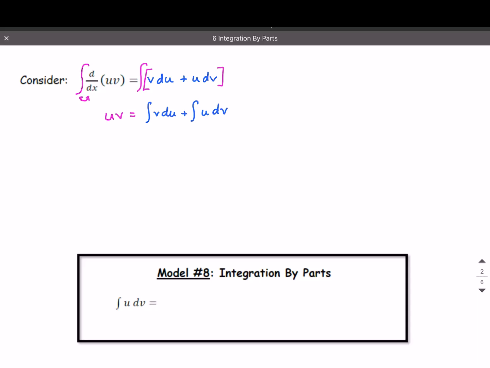So far, so good. Now, I can do anything I want to one side of the equation as long as I do it to the other. So I want to take this integral and move it to the other side. So I'm going to have uv, and I'm going to subtract the integral of v du, and that leaves me with the integral of u dv. This is what we call integration by parts, and this is how we undo the product rule.